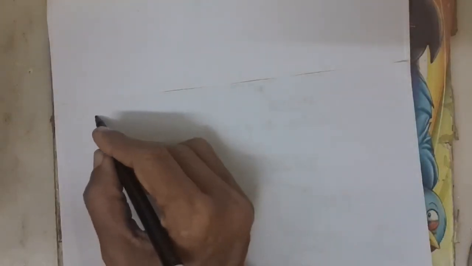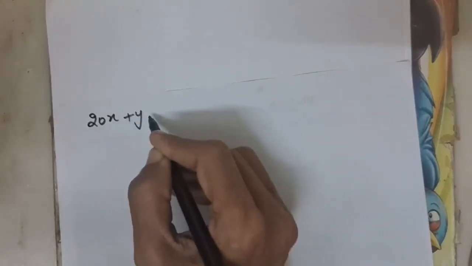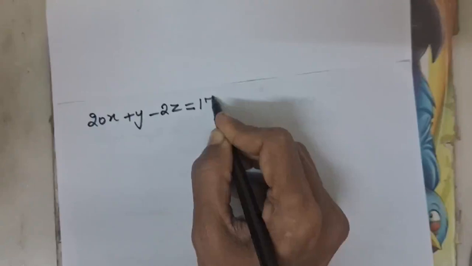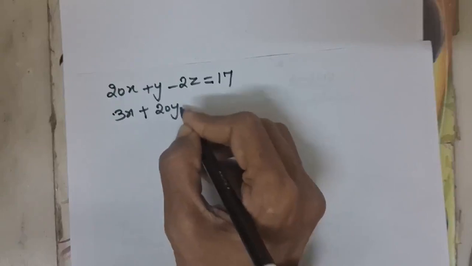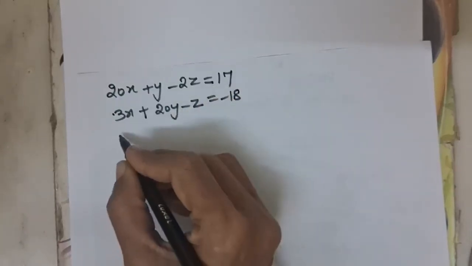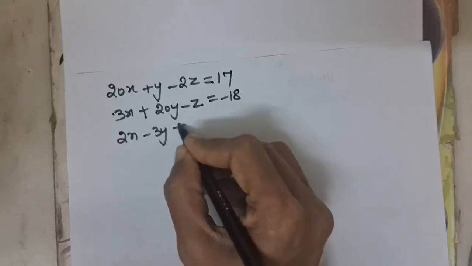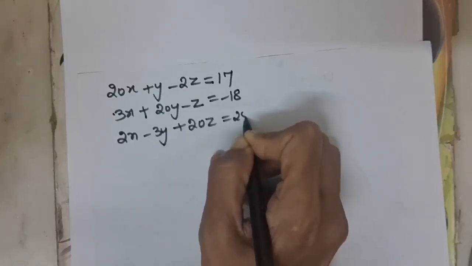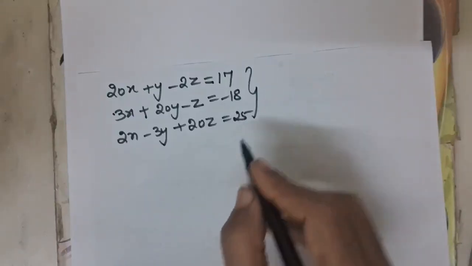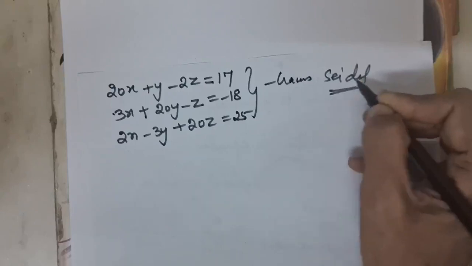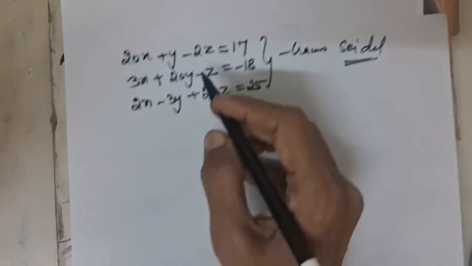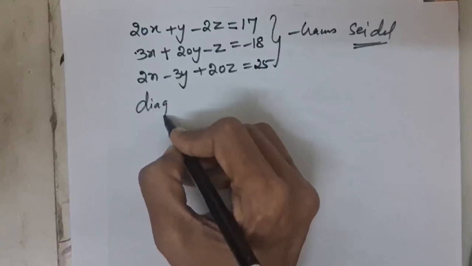Now, consider the system of equations: 20x plus y minus 2z equal to 17, 3x plus 20y minus z equal to minus 18, and 2x minus 3y plus 20z equal to 25. We are going to solve this problem using the Gauss-Seidel method. In this method, we first observe whether the given equations are in diagonally dominant form.